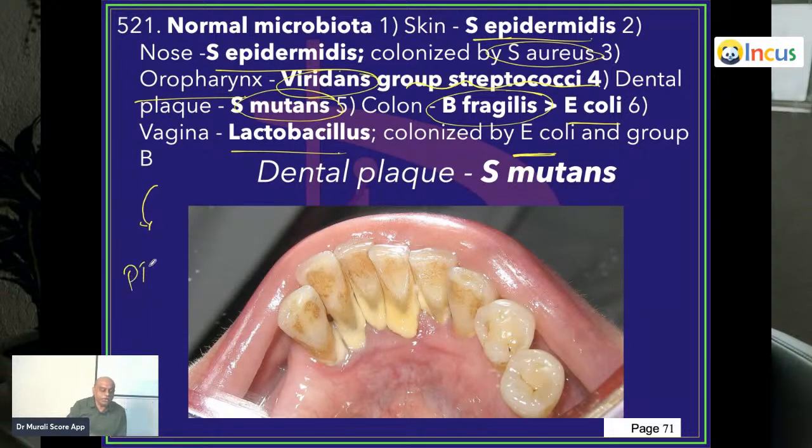So there is a condition called PROM. What is PROM? Premature rupture of membrane. Whenever this happens, then this vaginal bacteria, group B streptococci, can lead to the development of neonatal meningitis.